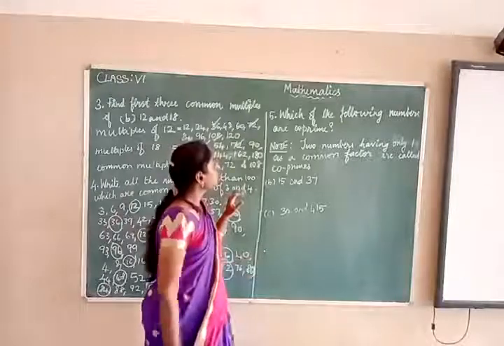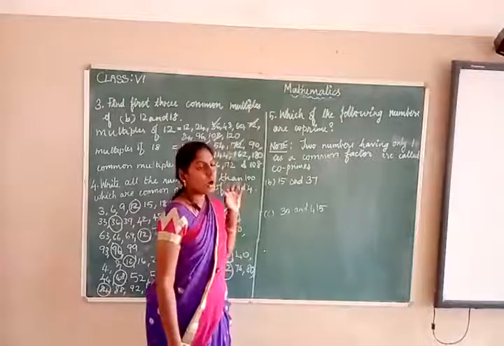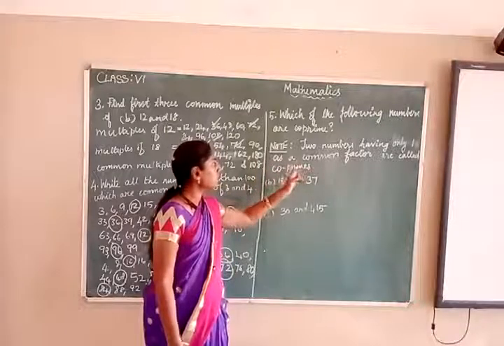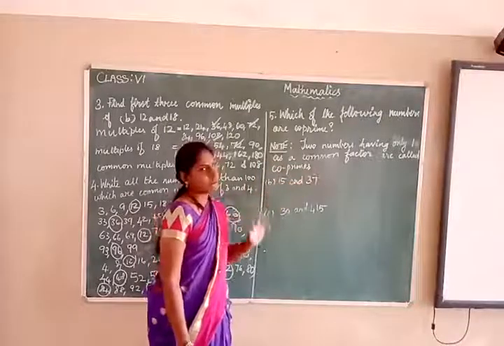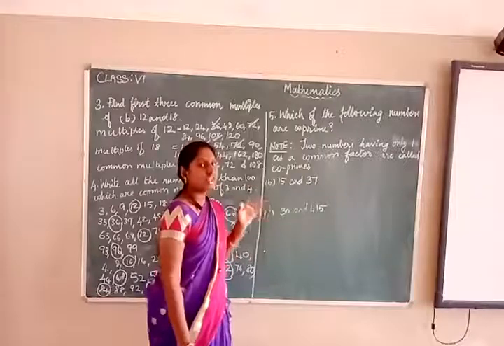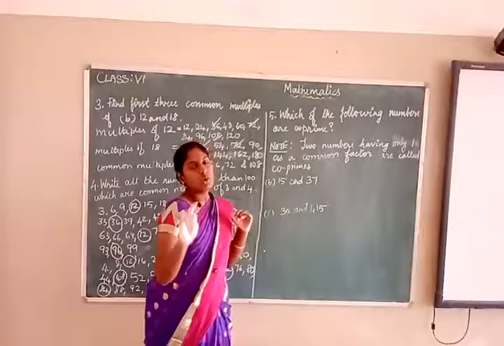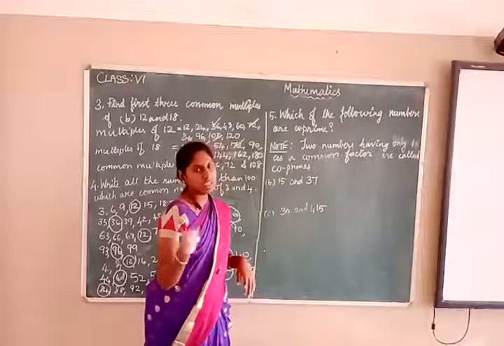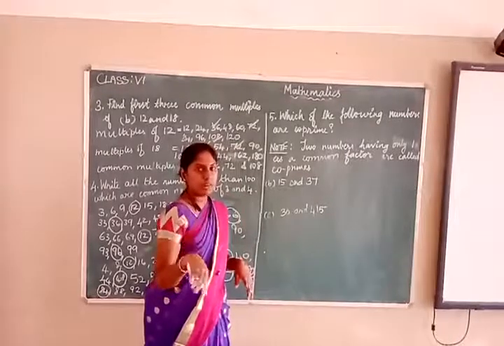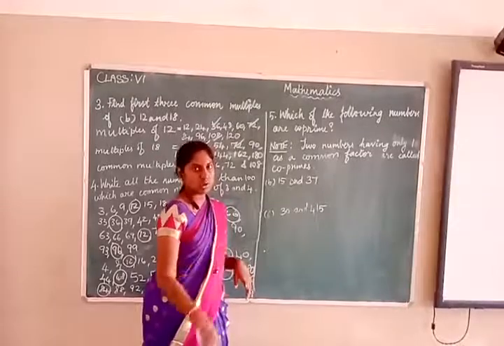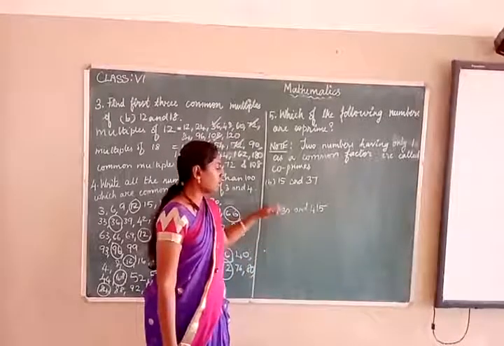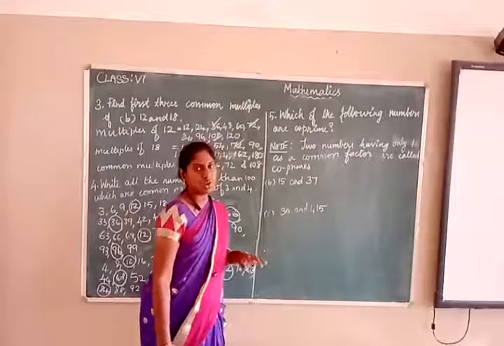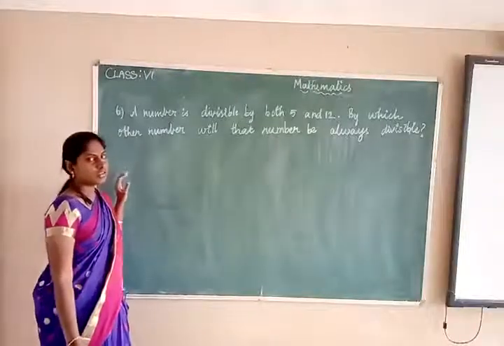Next, which of the following numbers are co-prime? What are co-prime numbers? Two numbers having only 1 as a common factor are called co-prime numbers. For example, if you take 3 and 5, the factors of 3 are 1 and 3, the factors of 5 are 1 and 5. Except 1 there is no common factor, so 3 and 5 are known as co-prime numbers. The same way here, two subdivisions are given. We have to find whether these two numbers are co-prime pairs or not. This is the final question of today's class.